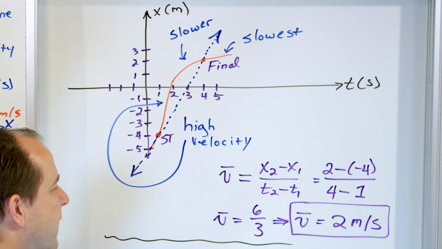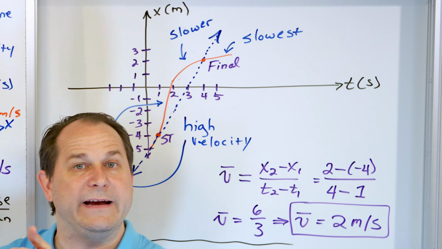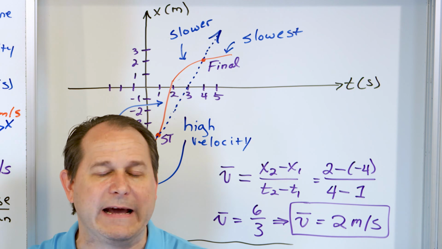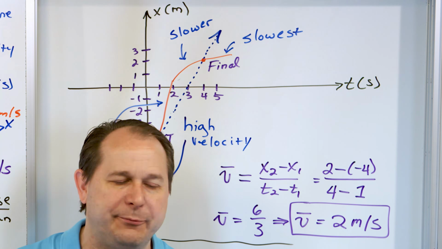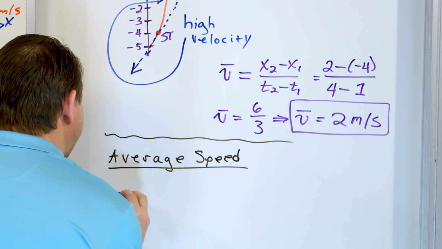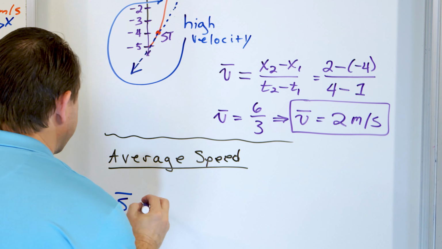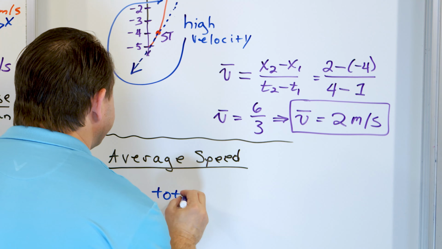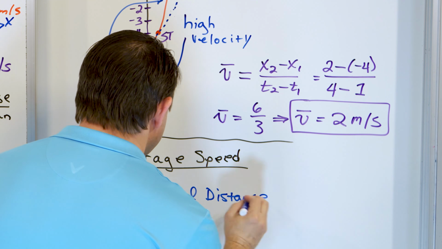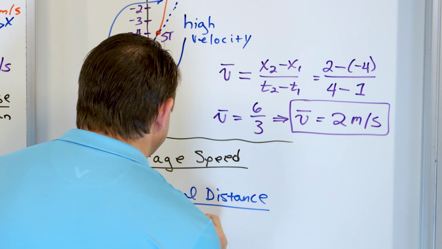But remember, just like there's a difference between displacement and distance, right? There can be a difference in some cases between average velocity and average speed. The average speed we're going to write down as S for speed, and we're going to put an average bar on there. And this is the total distance divided by the time, delta t.